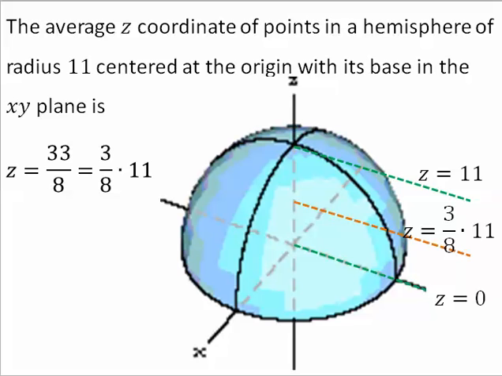The average z-coordinate of points in a hemisphere of radius 11 centered at the origin with its base in the xy plane is 33 over 8. Now if you write that as 3/8 times 11, you can see that we go 3/8 of the way from the plane to the top of the hemisphere.